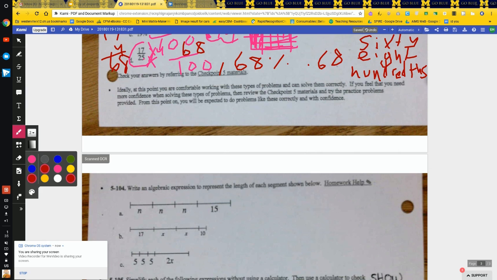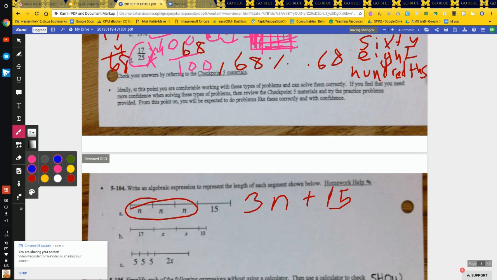All right, coming to 5104, we got our algebra here. So again, the first thing and the easiest way, we have the unknowns. So I know I have 3 n's. To write an algebraic expression, I just have 3 n's plus 15. Now I can't solve it because they didn't give me a total length. So that's all I can write: 3n plus 15.